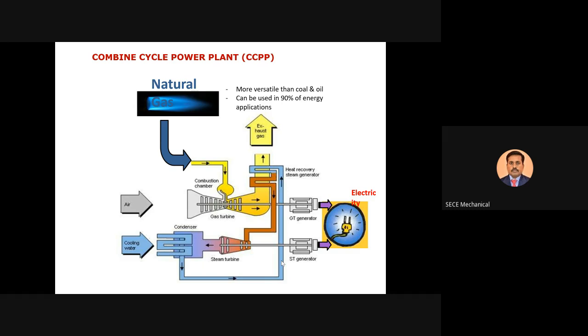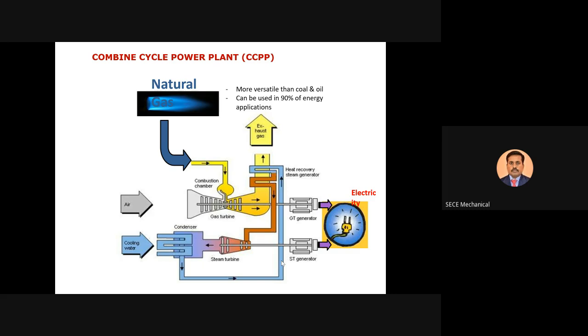So the gas turbine starts to rotate. The gas turbine is generally connected with the GT generator. So if the gas turbine is rotated, the GT generator also rotates. So we can produce power. This is one way of producing power.